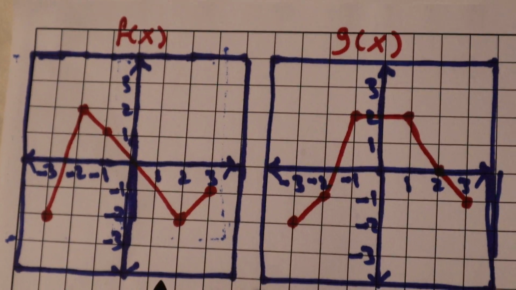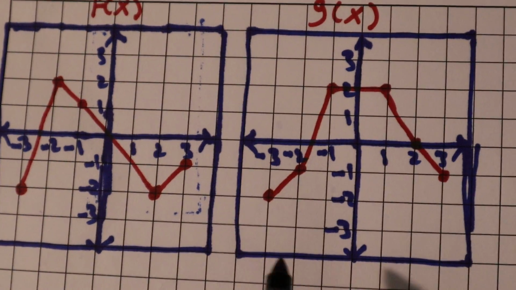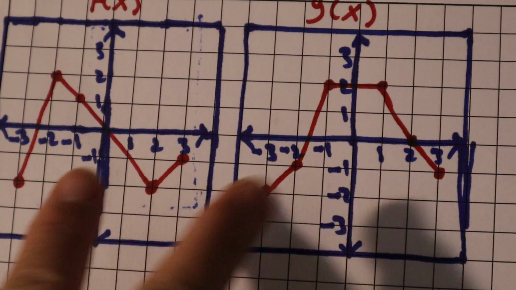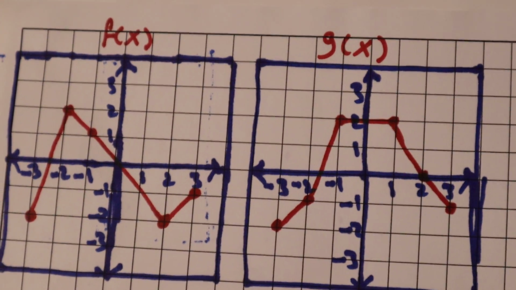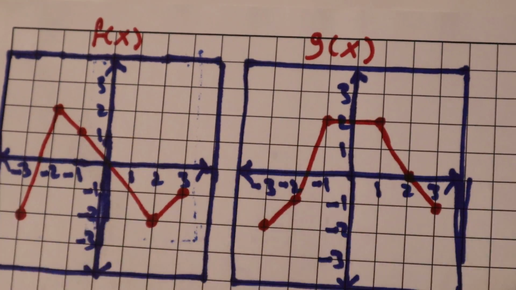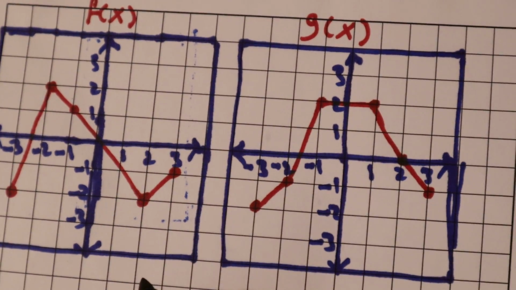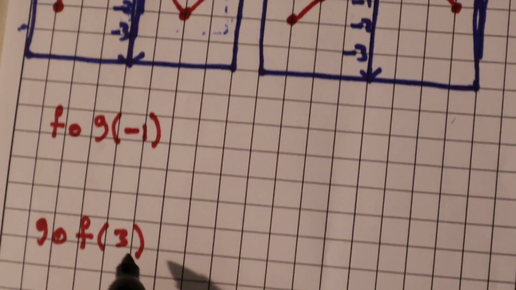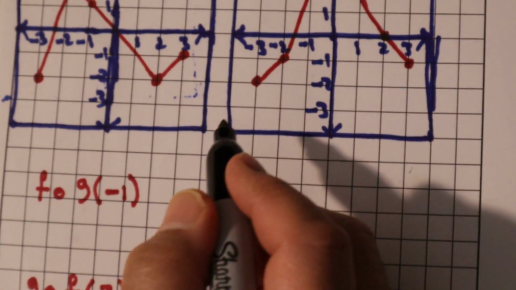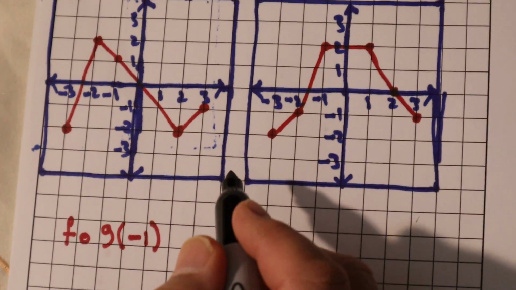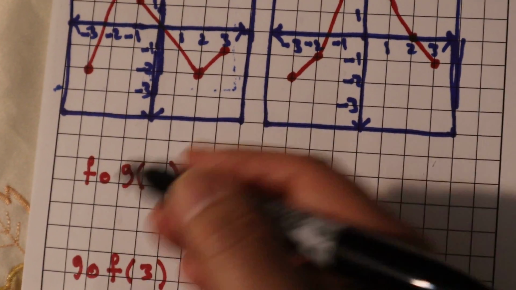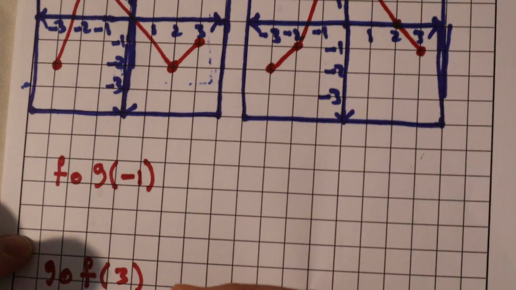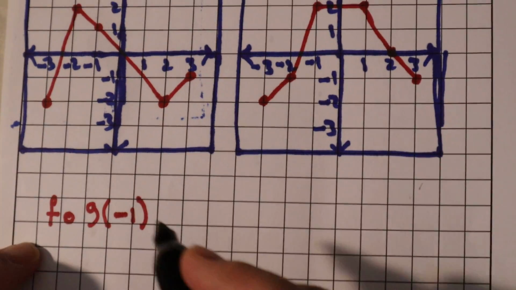This time, we're going to find the function composition if we're given two functions in graph form. Given the graphs of two functions, f of x and g of x, find f of g of -1 and g of f of 3. I found this question before in a college intro test, and I would like to help you find the best way to get the answer.